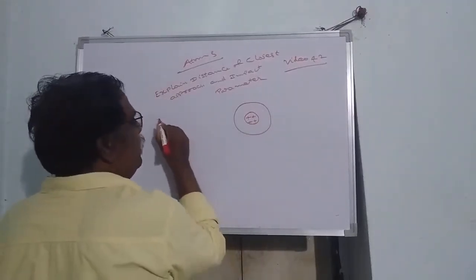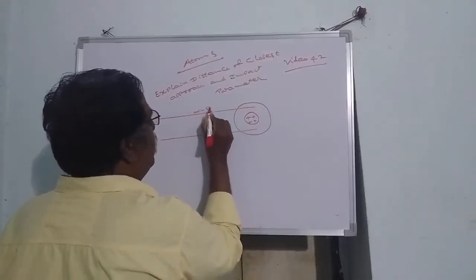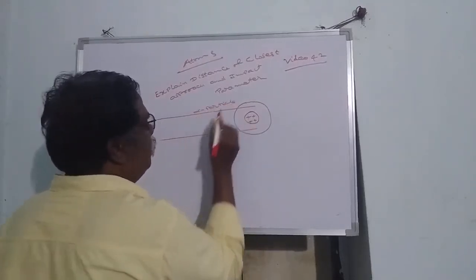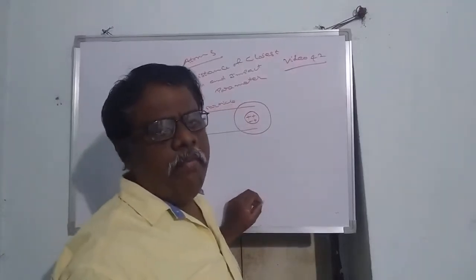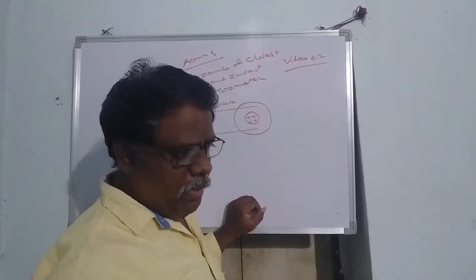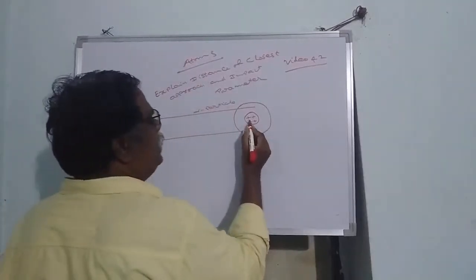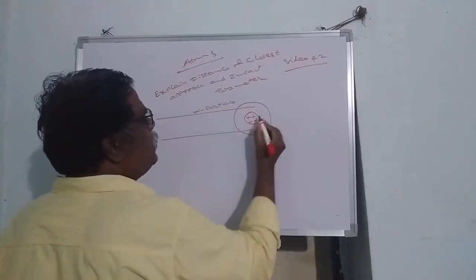Suppose you send some alpha particles. What is meant by an alpha particle? An alpha particle is nothing but the helium atom with 2 electrons removed. The remaining entity is called an alpha particle. That means alpha particles have a purely positive charge, and the nucleus also has a purely positive charge.